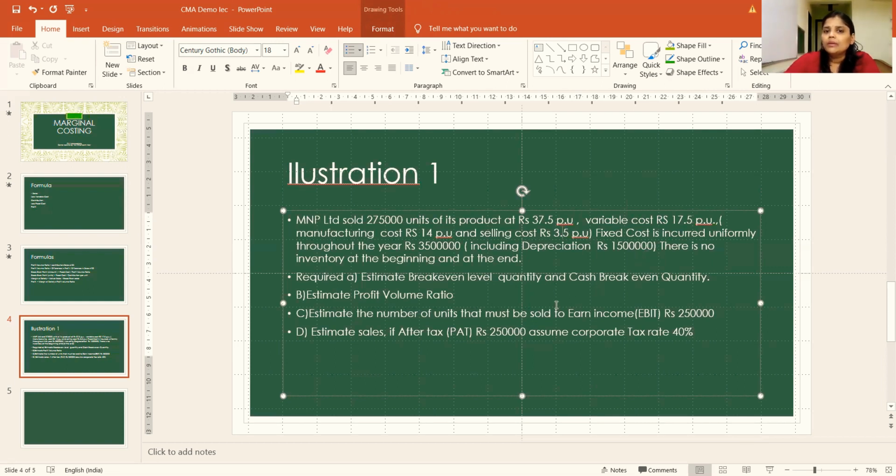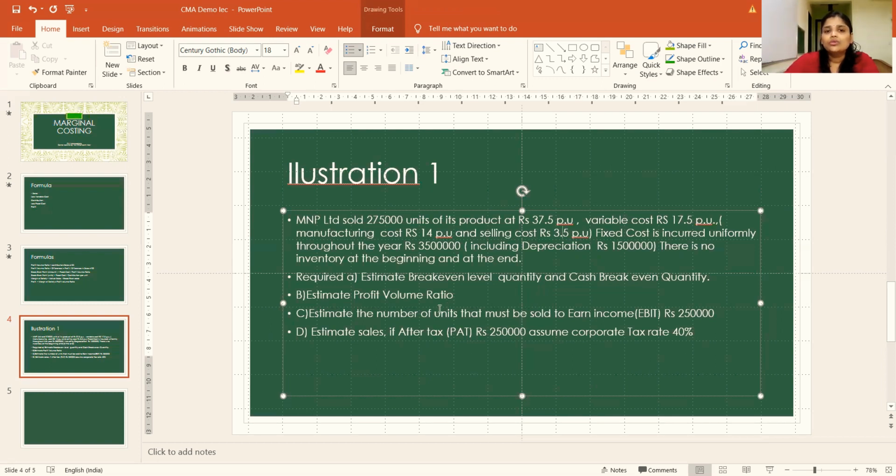You are required to calculate break-even level in quantity, means in units, and also you have to calculate cash break-even. So cash break-even means you have to consider only cash fixed cost. You should not consider non-cash expenditure like depreciation there. Estimate the PV ratio. Estimate the number of units that must be sold to earn a profit of 2,50,000, and also estimate the sales if profit after tax is 2,50,000 and your tax rate can be assumed as 14%.